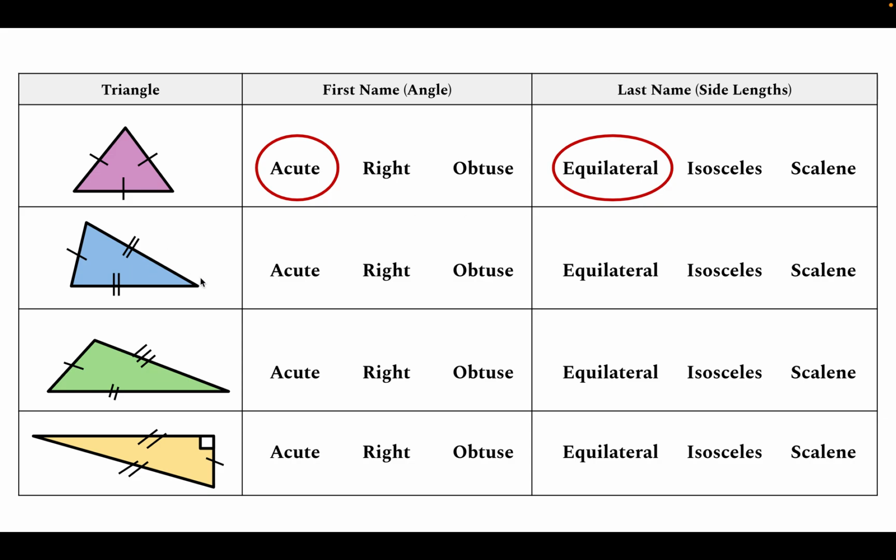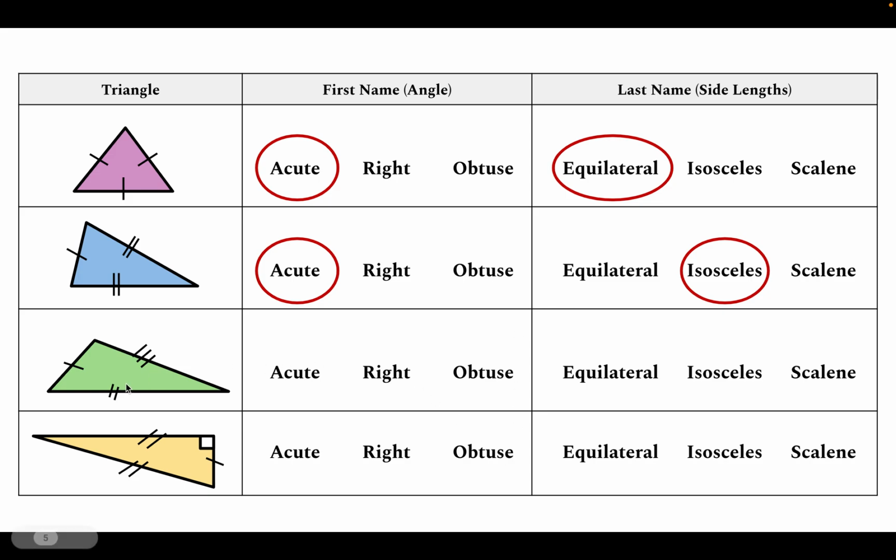Let's look at the blue one. I see angles. I don't see a right angle. I do not see an obtuse angle, and they all look to be acute. So it is an acute triangle. Its last name, well, let's look at those tick marks. I see one side that has one and two that have two. That's telling me that this side and this side are the same length. So this is an isosceles triangle because it has two sides that are the same length. So when discussing this triangle, we would say an acute isosceles triangle.